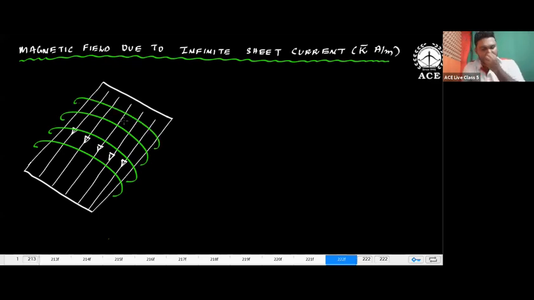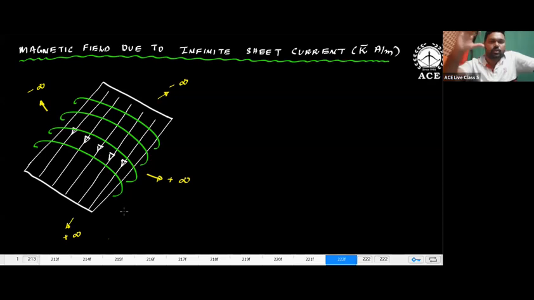Yes. But this diagram is not correct. Why? Because I have drawn only a finite sheet. I'm talking about what is called an infinite sheet. That means it will extend up to positive infinity here, up to negative infinity here, up to positive infinity here, and up to negative infinity here.